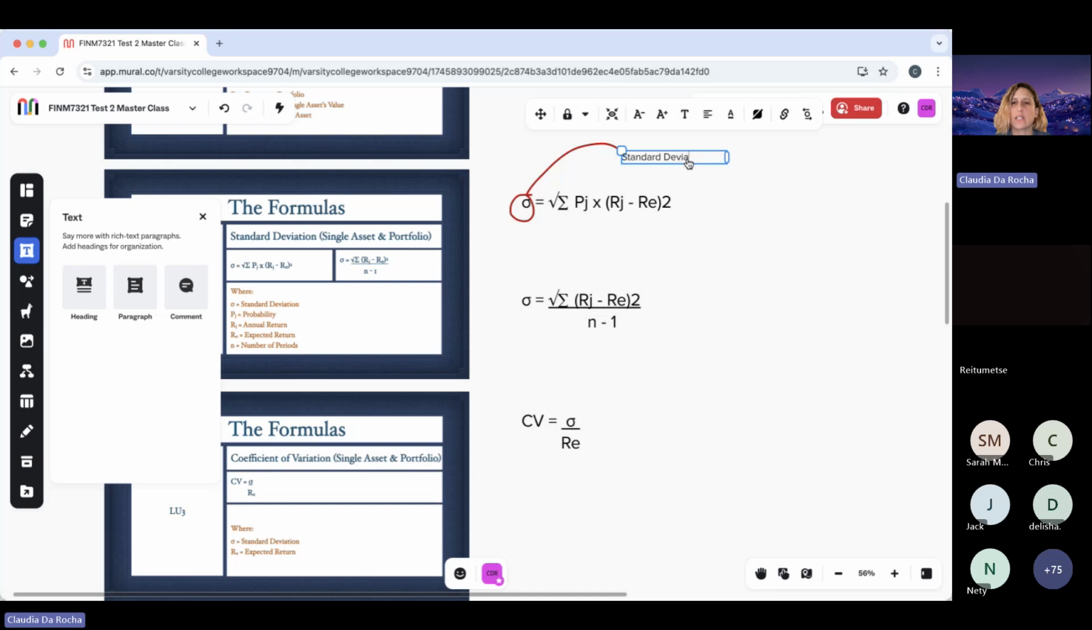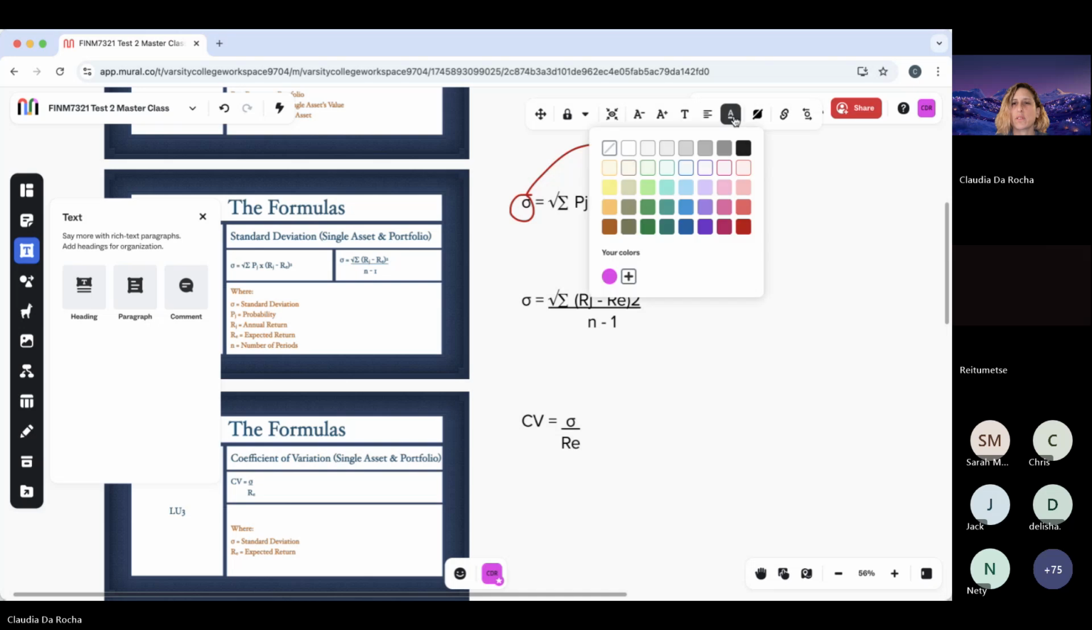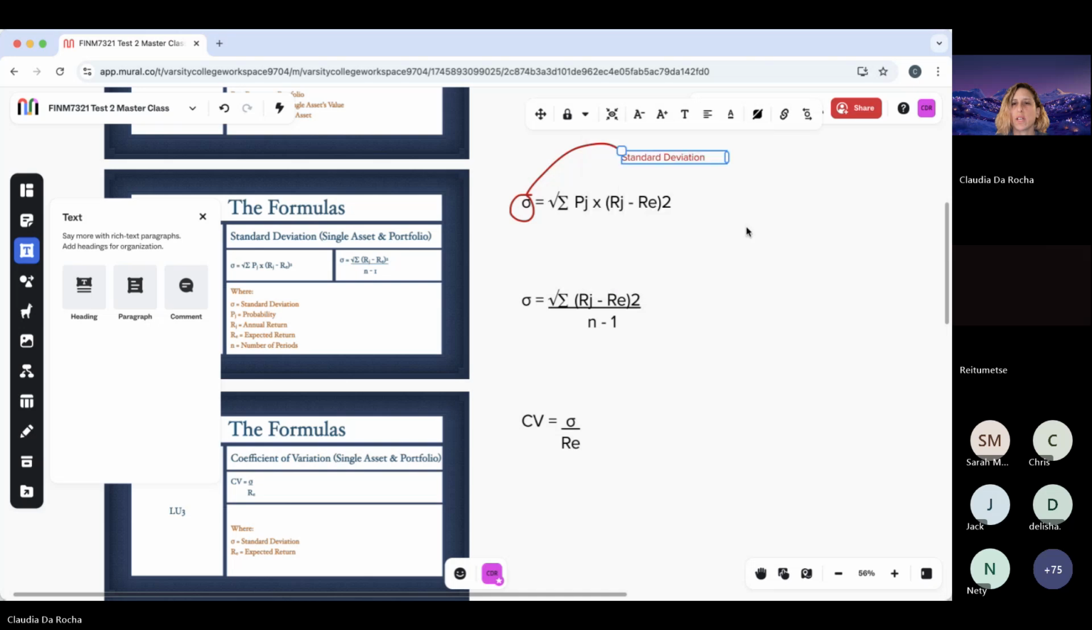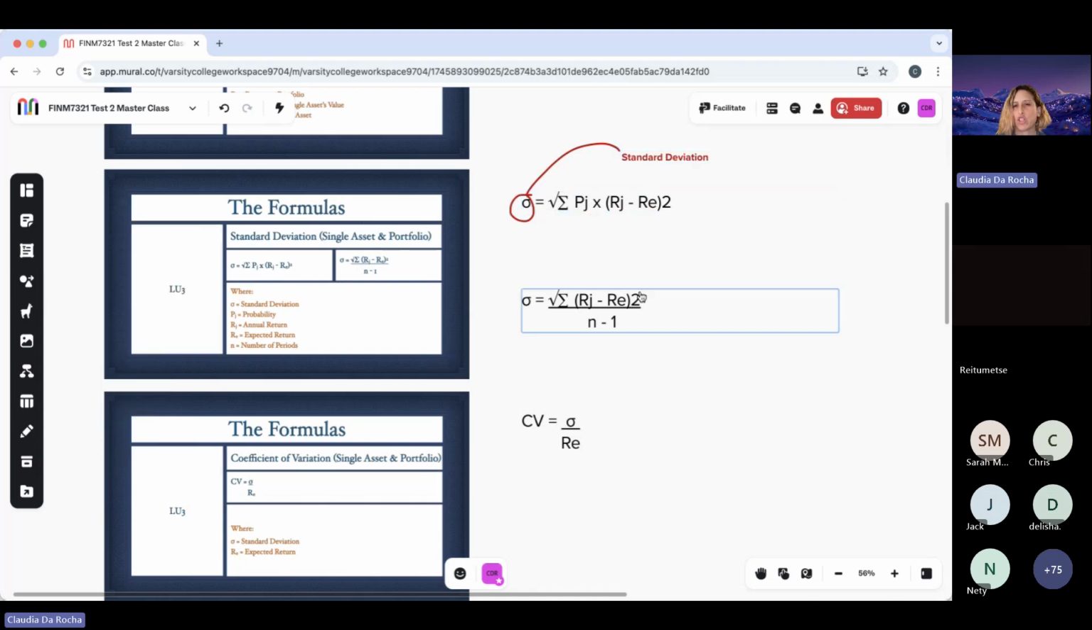And like I said, the standard deviation is a measurement of risk. Let's also make it red, so it's the same. Cool, that's better. I'll fix the other ones as well for us once I've made a screenshot.